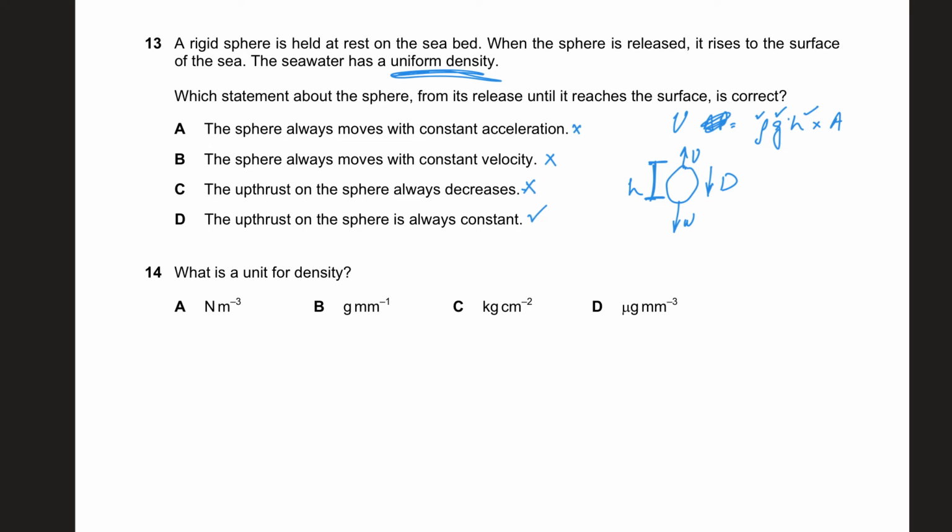No, it's not. You can simplify this. A newton is kilograms meters per second squared, upon meter cube. This cancels out. You get kilogram per meter squared per second squared. That is not the unit for density. Grams per millimeters? No. Kilograms per centimeter squared? No. Micrograms per millimeter cube? Yes, density is mass over volume. Mass measured in micrograms, volume measured in millimeter cube. So D here is the correct answer.